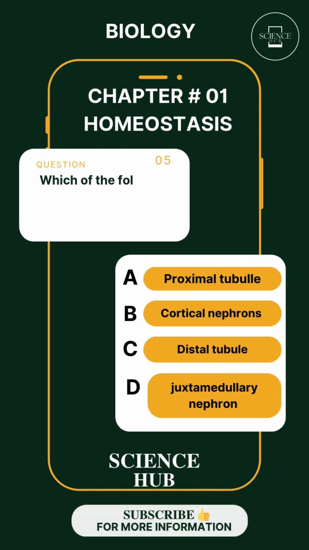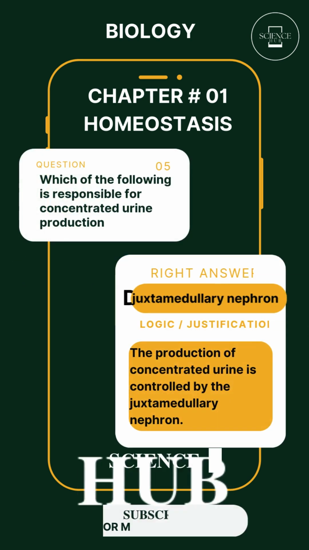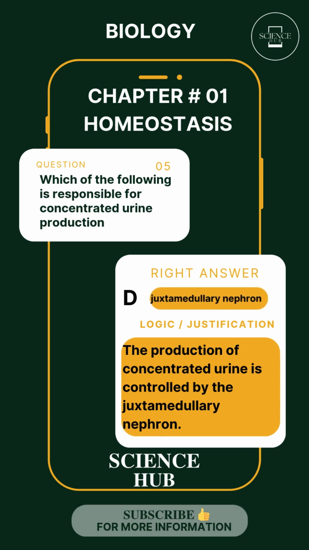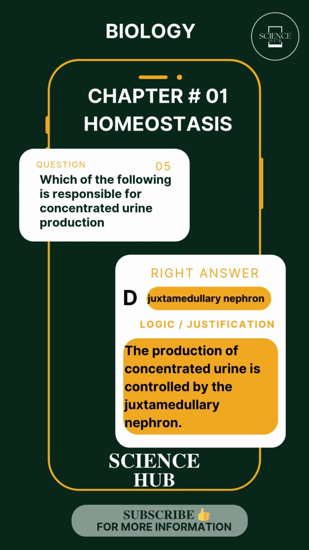Question number 5. Which of the following is responsible for concentrated urine production? Option A, proximal tubule. Option B, cortical nephrons. Option C, distal tubule. Option D, juxtamedullary nephron. The right answer is option D, juxtamedullary nephron. Explanation. The production of concentrated urine is controlled by the juxtamedullary nephron.